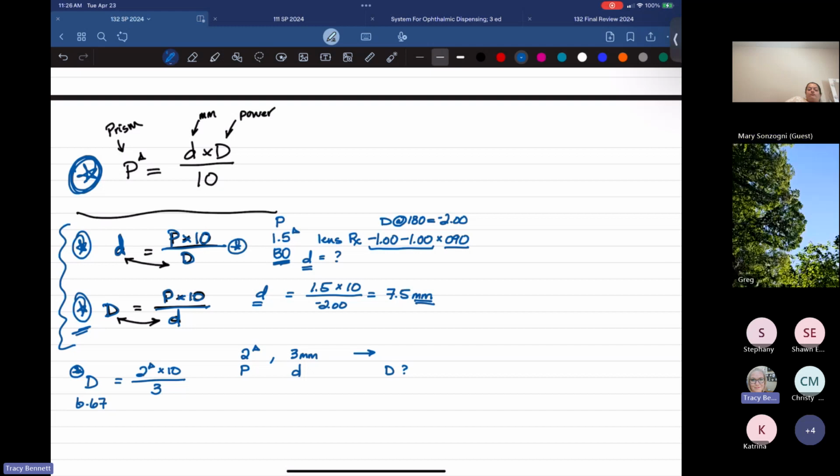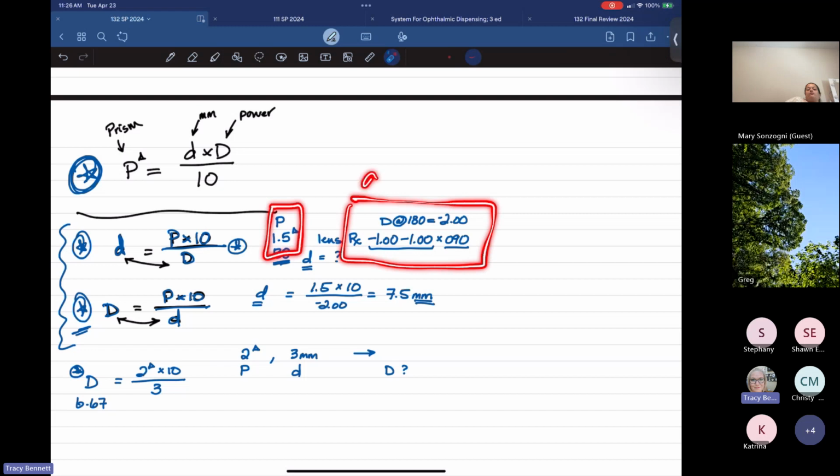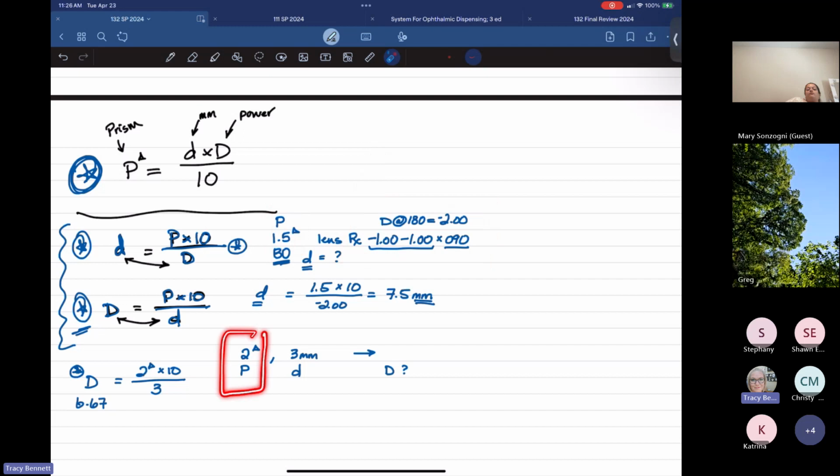And then it's just a matter of, well, what were you given? This one, remember, we had the prism amount and then we were given the power. So here we would solve for little d. And here we were given the prism and the millimeter amount. So what's missing? The power. And then we just move those around to figure out which one we need.